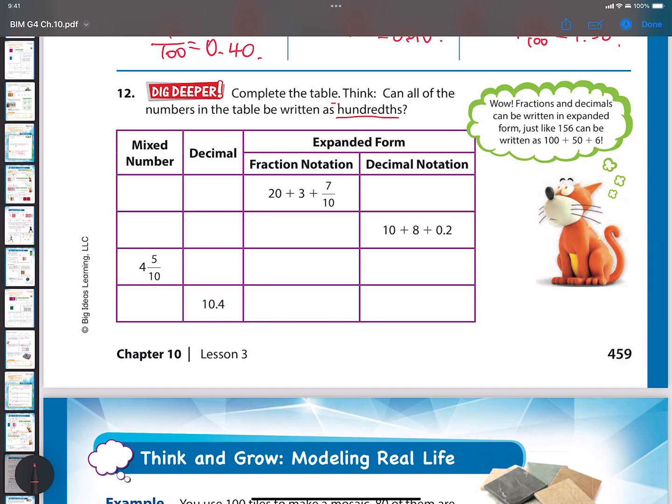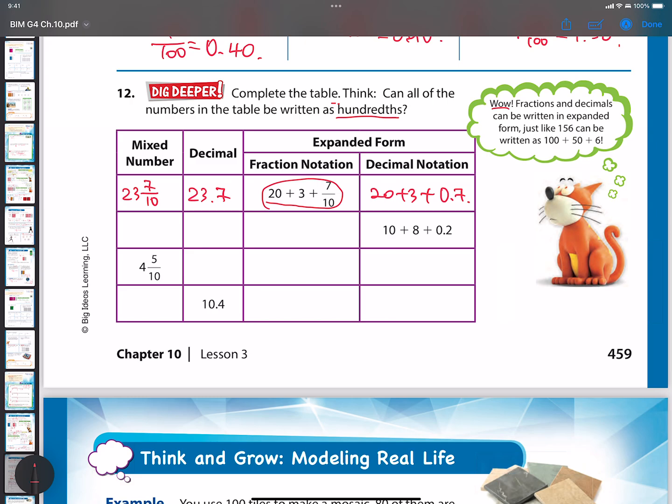So fraction notation, guys. Here, we know this is Lego, right? Mixed number is 23. Oops, why am I writing 33? Okay, Lego, I said. You can add them all together and put them together like 23 and 7 tenths. Decimal, 23.7. Now decimal notation is what? 20 plus 3 plus 0.7.